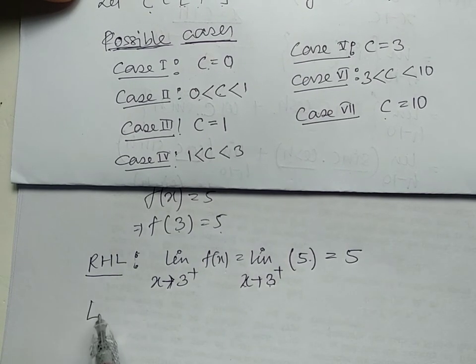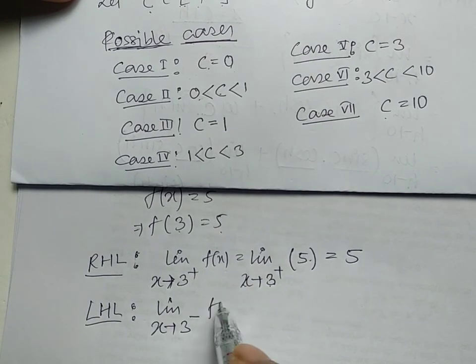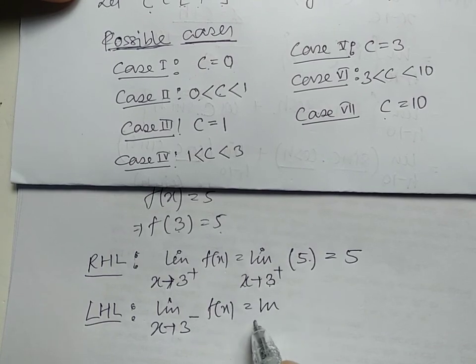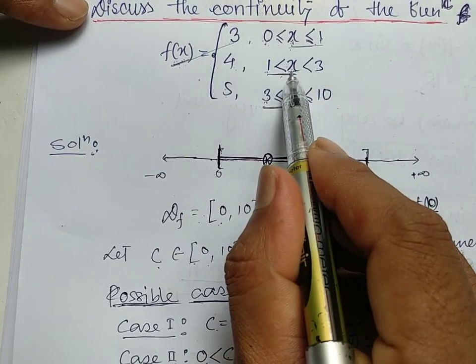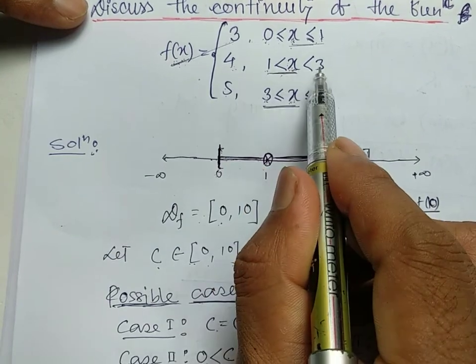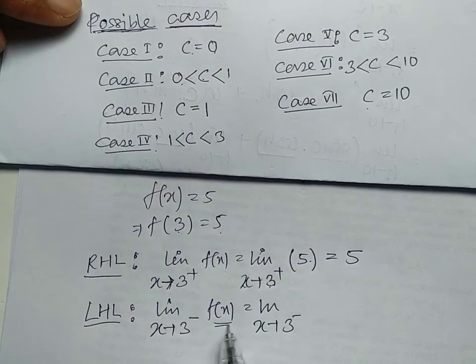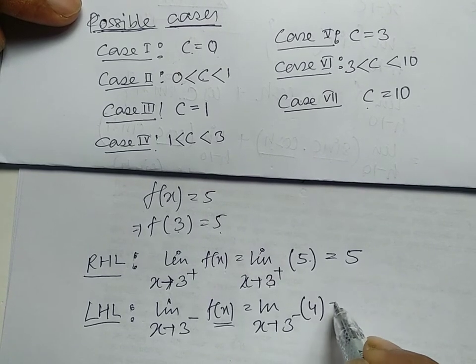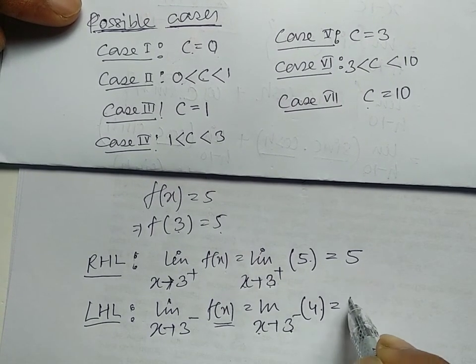So what is its left hand limit? Left hand limit is limit x tends to 3 minus f of x. 3 minus means the values of x less than 3. For all those values of x which are less than 3, what is its functional value? 4. That's why in place of f of x I will write 4. But in place of x what you have to write? 3. X is there or not? Not there. So the answer will be 4.